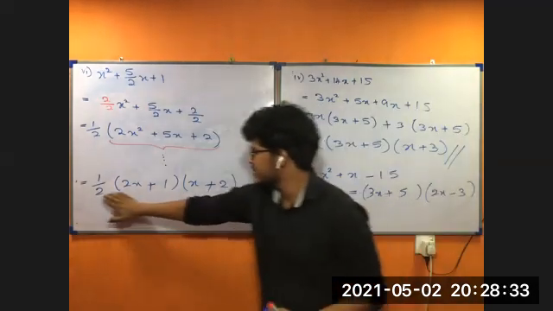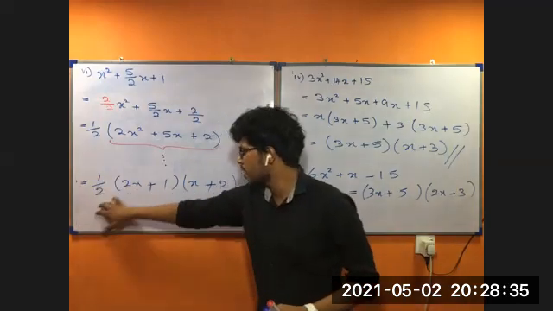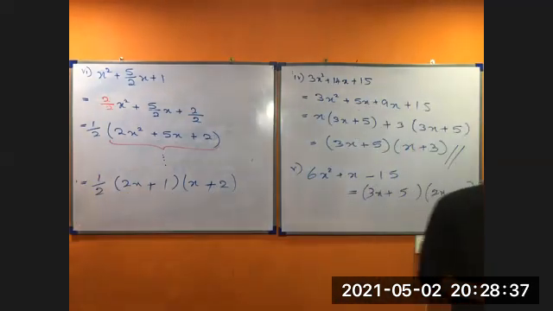So at the final answer, you can have a half outside. So half times this one times this.